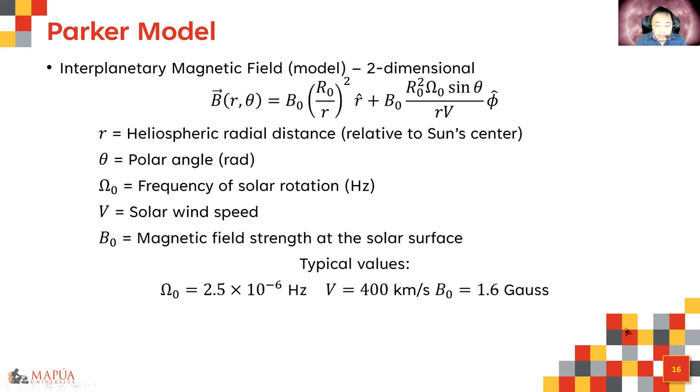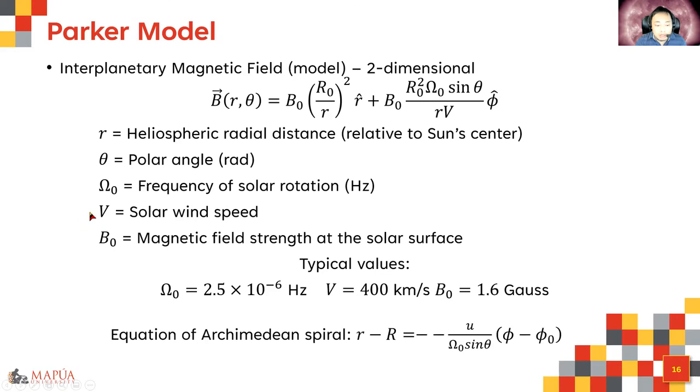Okay, and these are some of the typical values now at the surface of the Earth. So for the magnetic field lines of this magnetic field, by just getting the dot product between dL and B, we can obtain an equation like this. This is actually an Archimedean spiral.